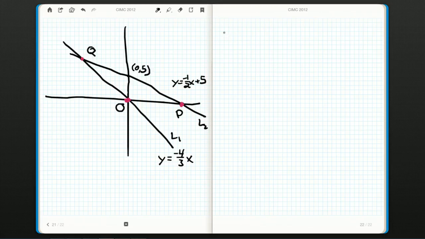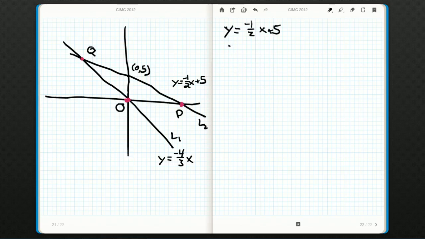Let's go for P first. So being on the x-axis, P is going to have a y-coordinate of 0. So if we set L2 equal to 0, y equals negative 1/2 x plus 5. P is going to have y coordinate of 0. So we know we're looking at something like this. The only thing we don't know is what the x coordinate of P is, so we need to rearrange this equation. Okay?